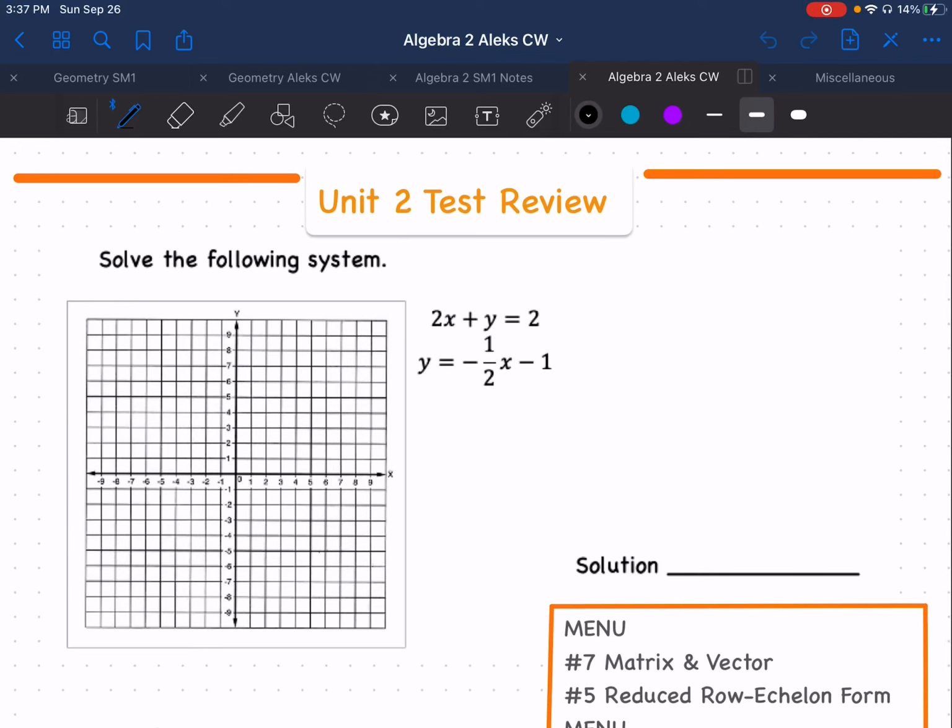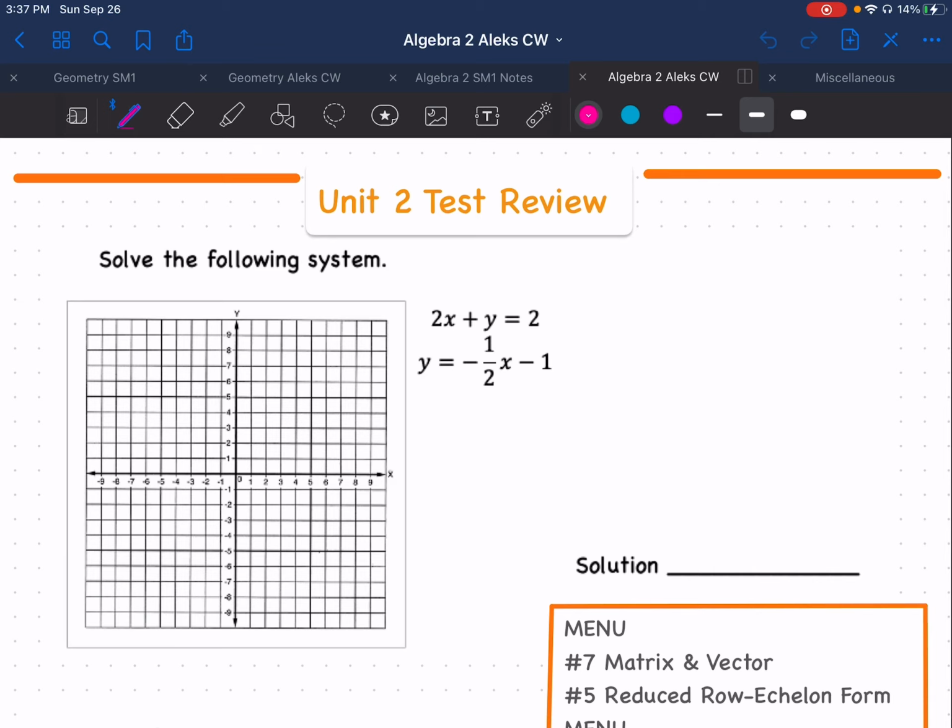Today's lesson is the Unit 2 test review. One of the questions on your test is going to ask you to solve the following system. It will be set up for you to graph. It's your choice if you want to graph, but remember, if you do want to graph, you're simply going to go in, hit delete so that you can change it to a relation, which is number 6.